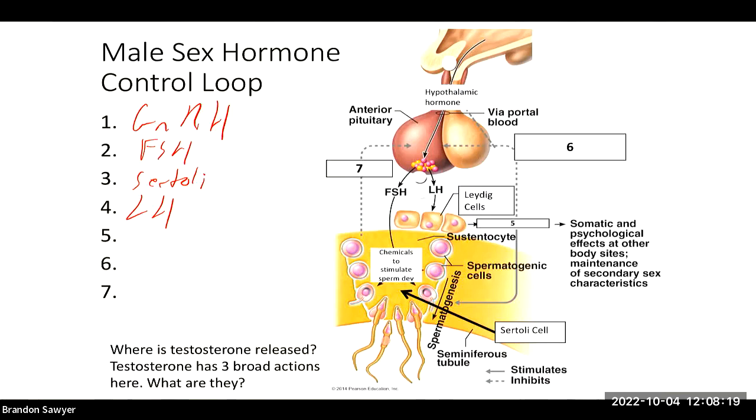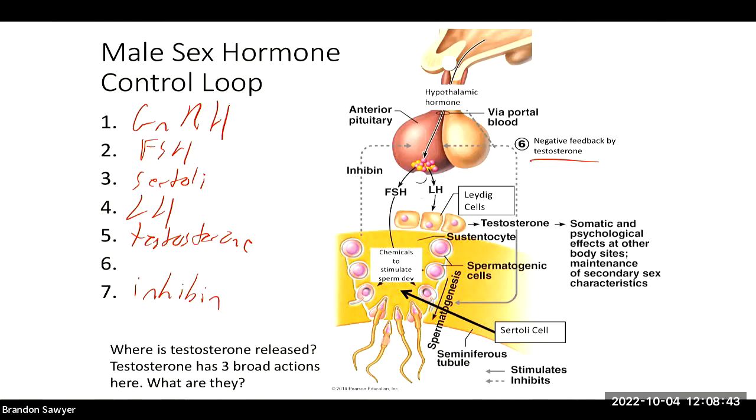Those Leydig cells are going to release what? Testosterone. Okay, and then we see negative feedback by 2 different mechanisms. Number 6 would be the negative feedback by testosterone. And number 7, which one is also providing negative feedback? Inhibin, yeah. So we get inhibin release from the Sertoli cells as well, leading to negative feedback up above. The 3 primary general effects of testosterone are, number 1, those secondary sex characteristics. It also causes growth. This is why people take exogenous testosterone to increase muscle mass, as well as helping in sperm development.